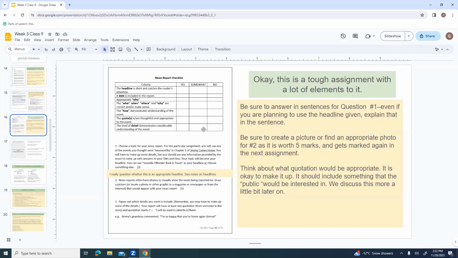Anyways, news reports often have photos to visually show the event being reported on. Draw a picture or locate a photo or other graphic in a magazine or newspaper or from the internet that would appear with your news report. 5 marks just for giving an appropriate photo.